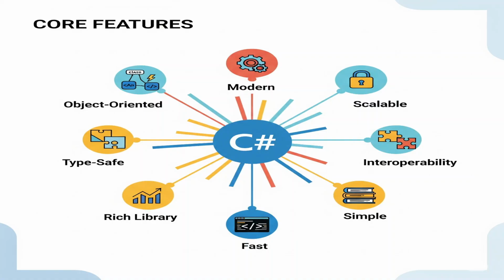Understanding C Sharp's core characteristics is not just about memorizing a list, it's about grasping why C Sharp is designed the way it is. So, whatever features you see here, they are not just fascinating words. There has been a real intention behind why C Sharp has been designed with these features. So let's dive into all these features in detail.